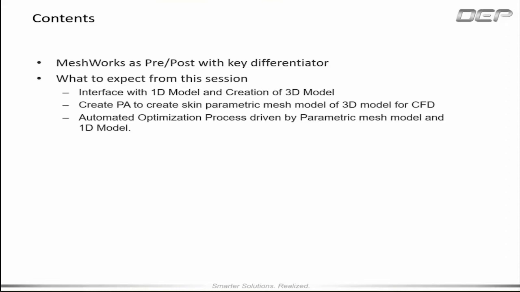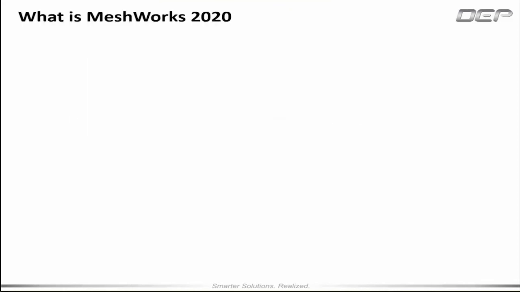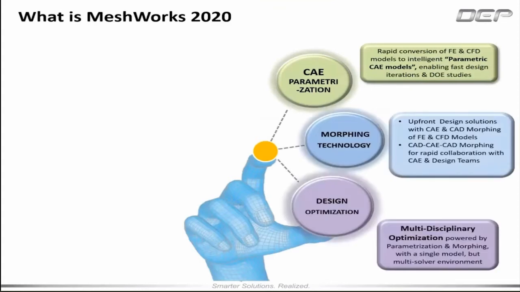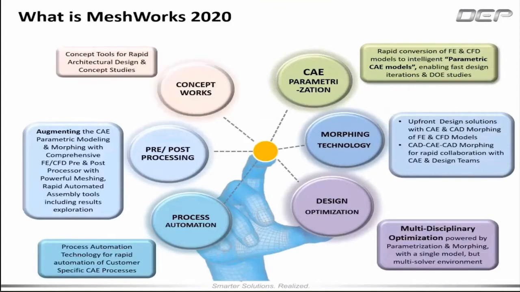After we explore the design, assume that we have reached a good optimal point in terms of the flow characteristics, then we will be able to complete the loop by taking all the learnings from the optimized CFD model and putting it back into the CAD so that we have an optimized CAD also made available. This is exactly the topic that we are going to address, and it is enabled by our process automation pillar of MeshWorks 2020.